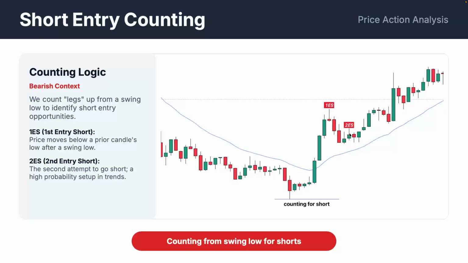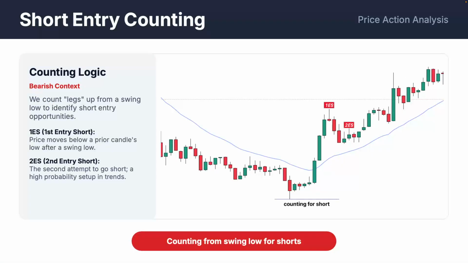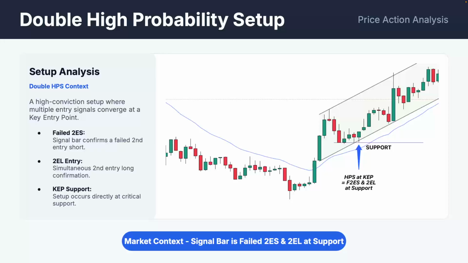Here you can see this was the first bearish leg, which was over when the first entry long formed, and the second bearish leg was over when this green bar broke the high of the previous bar. This bar broke the high of the previous green bar that is marked as second entry long. The market moves on, so we are always counting the legs bar by bar.